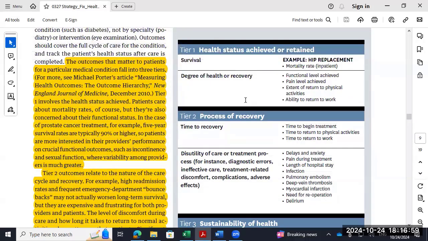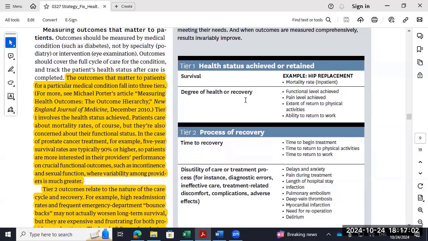So he's trying to come up with a list of what are those things that patients care about that they want you to measure, because that's what they're going to the hospital for. They're not going to the hospital to have an operation, they're going to the hospital to feel better. If they'll feel better without the back surgery, then don't give them the back surgery.